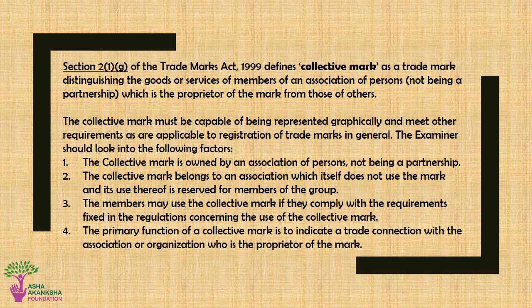Number 1. The collective mark is owned by an association of persons not being a partnership. Number 2. The collective mark belongs to an association which itself does not use the mark and its use thereof is reserved for the members of the group. Number 3. The members may use the collective mark if they comply with the requirements fixed in the regulations concerning the use of the collective mark. Number 4. The primary function of a collective mark is to indicate a trade connection with the association or organization who is the proprietor of the mark.